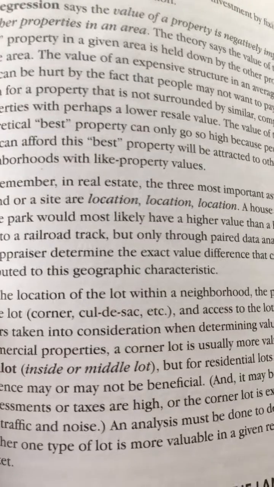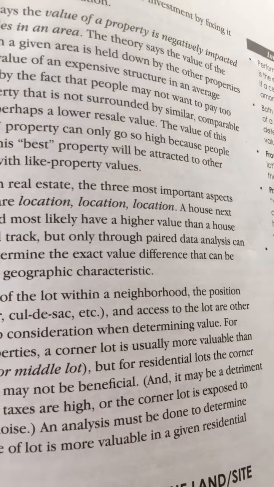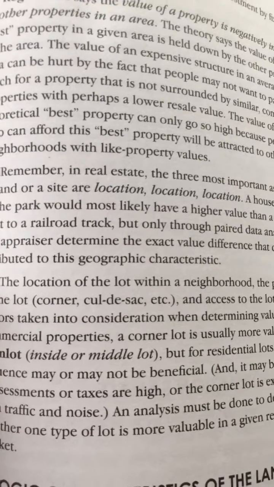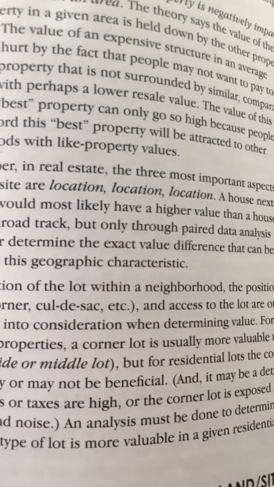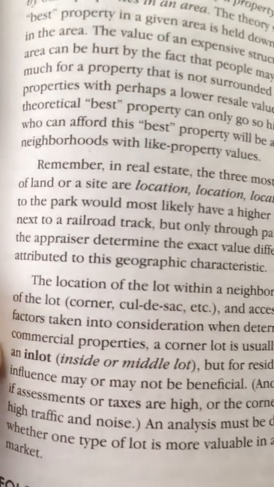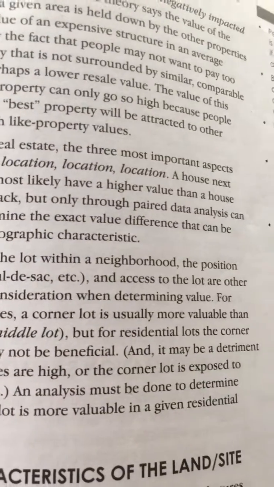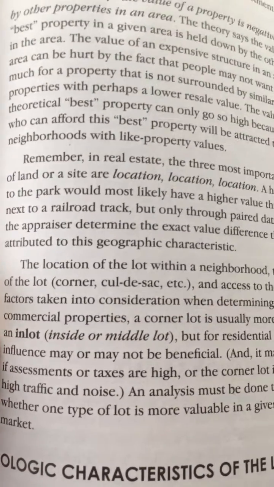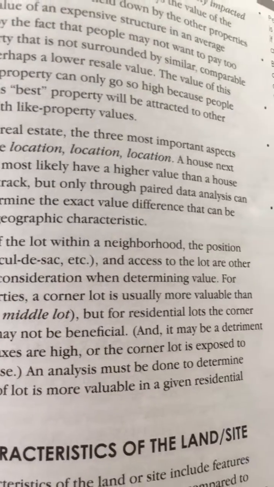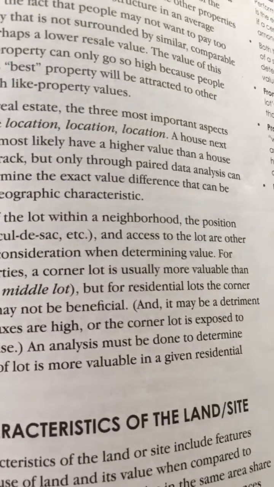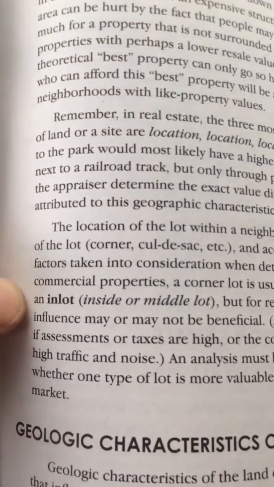Remember, in real estate, the three most important aspects of land or a site are location, location, location. A house next to the park would most likely have a higher value than a house next to a railroad track, but only through paired data analysis can the appraiser determine the exact value difference that can be attributed to this geographic characteristic.